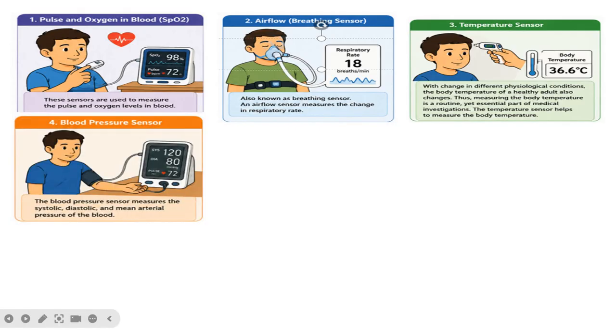Then next you have the blood pressure sensor, which measures the systolic pressure, diastolic pressure, and mean arterial pressure of the blood. Blood pressure is an important indicator of cardiovascular health. High or low blood pressure can increase the risk of heart disease, stroke, and other serious health complications.